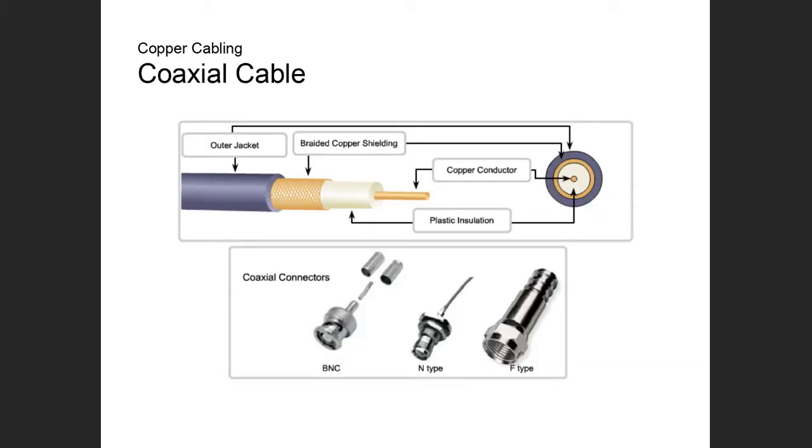Coaxial cable is a single inside wire with a shield around the outside of it, so it's very immune to electrical interference. It has a very large wire in it, so it can carry currents longer distances before we need to fix them up again.